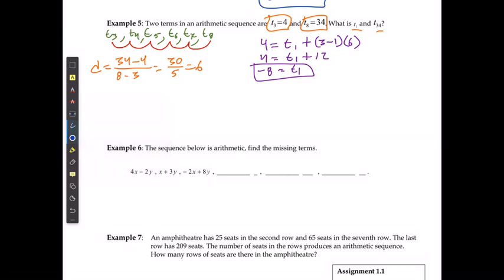For the second part, where it wants the value of term 34, term 34 is going to equal term 1, which we now know is negative 8, plus 34 minus 1 times 6. Term 34 is going to equal positive 190.